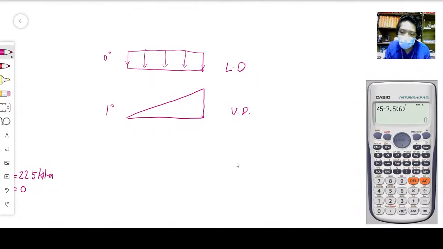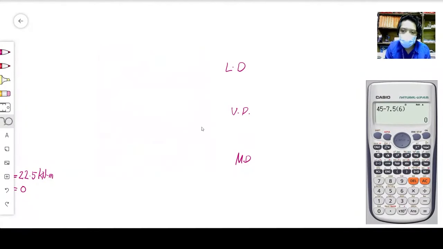Then going to the moment diagram, of course, it increases again. It becomes 2 degrees. That means it becomes a curve. Okay? So if, for example, let me erase this again, if the load diagram is a triangular load, this is first degree.